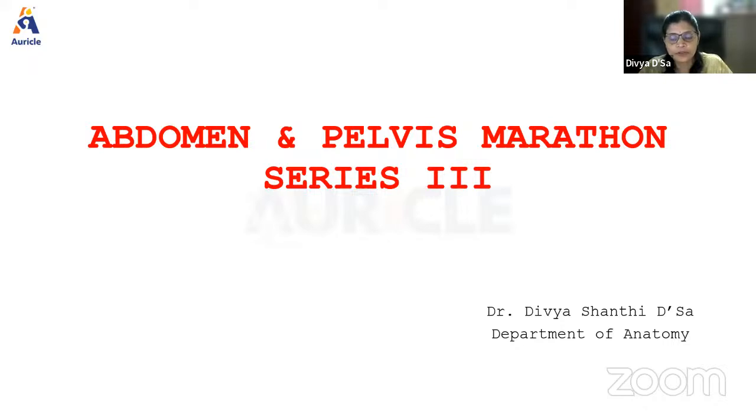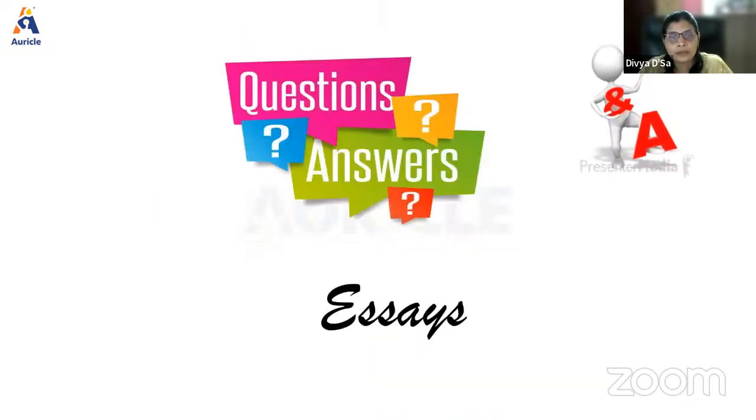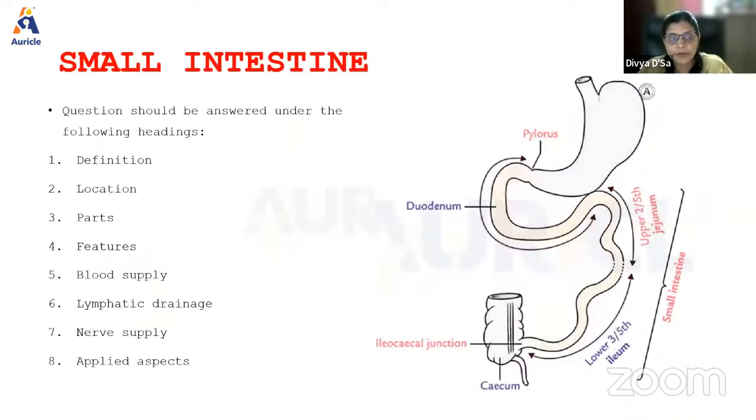So we shall begin with today's series. Today's questions, we'll be dealing with the small intestine, large intestine, celiac trunk, superior and inferior mesenteric arteries, portal vein, and portocaval anastomosis. So small intestine: when we say small intestine, we need to define it, location, parts, features, blood supply, lymphatic drainage, nerve supply, and applied aspects.